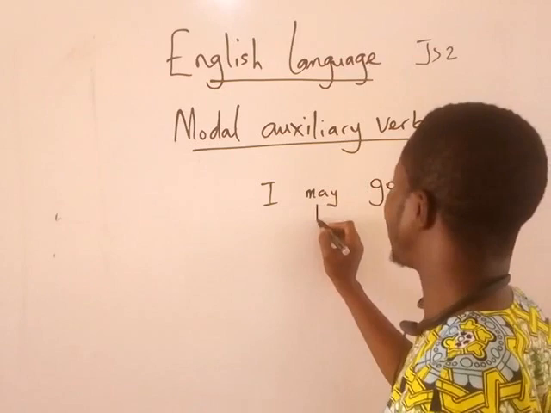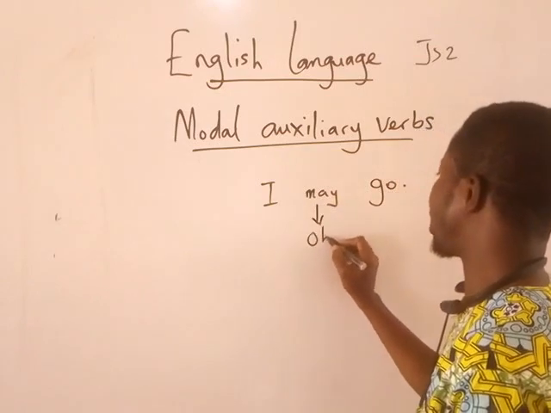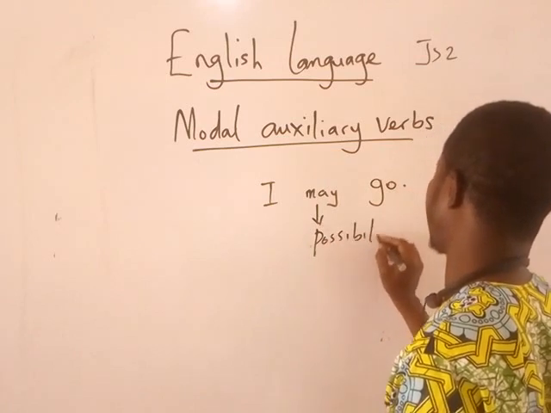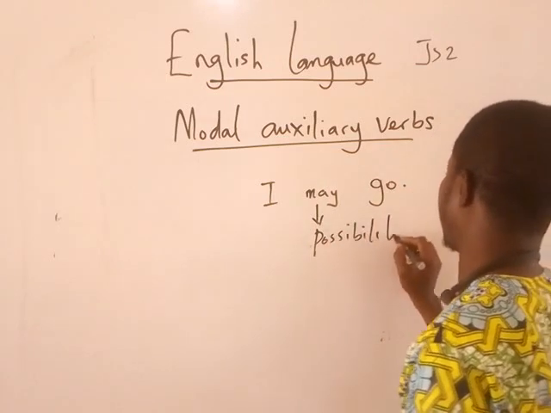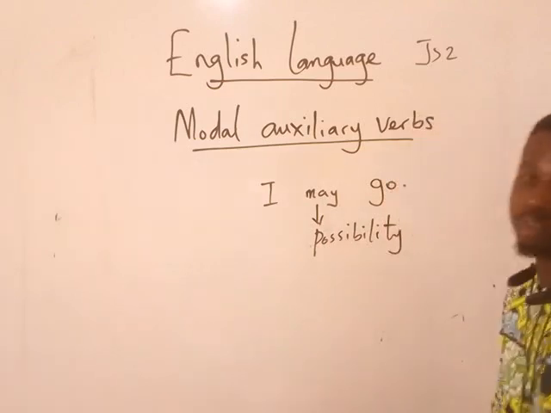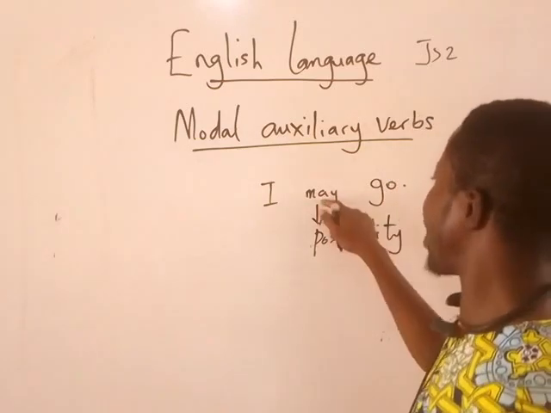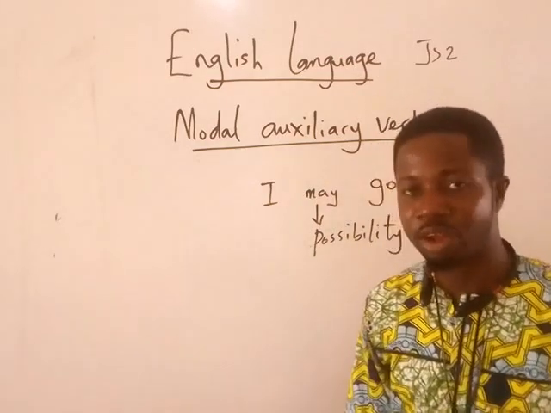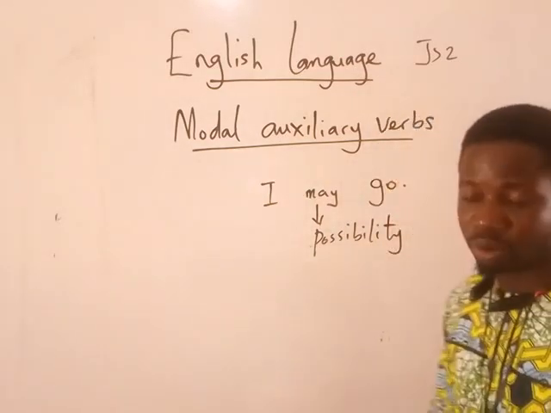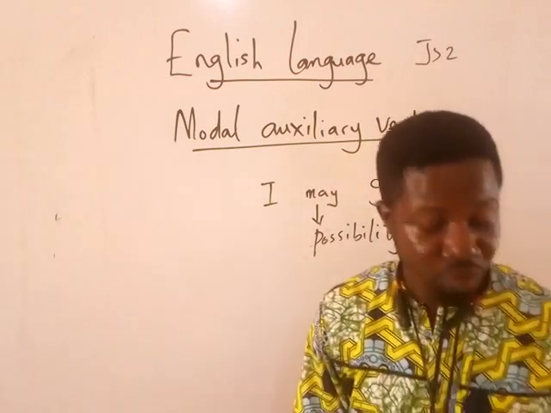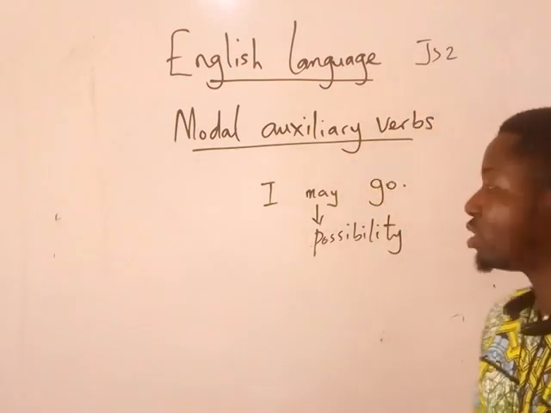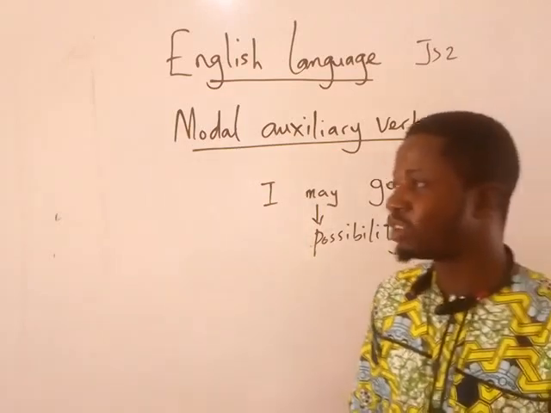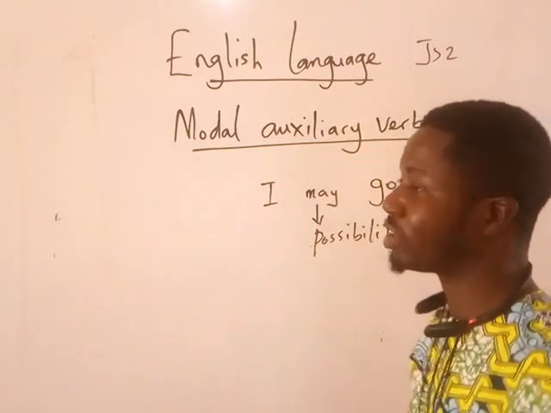That is under possibility. That is under possibility that I may engage in this action or I may not. And I told you the different uses of modal auxiliary verbs. You can use it to ask for permission. We can use it to express obligation and so on and so forth.